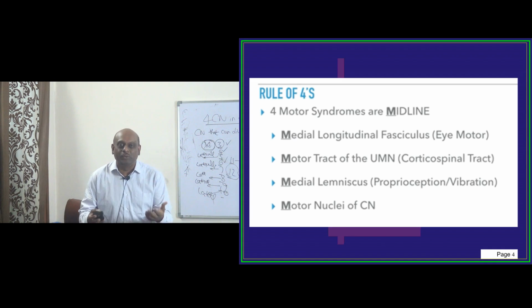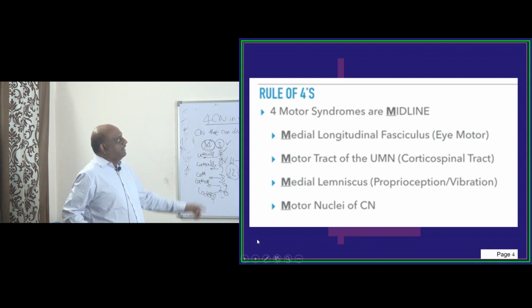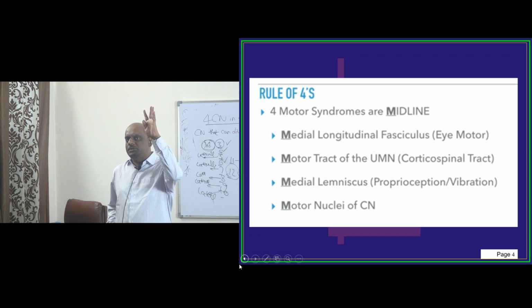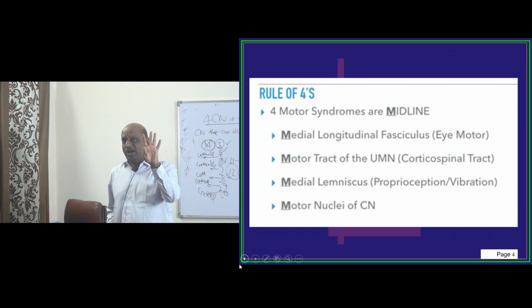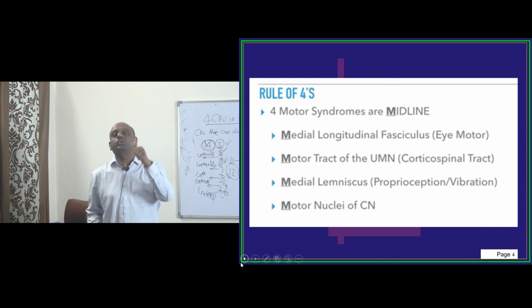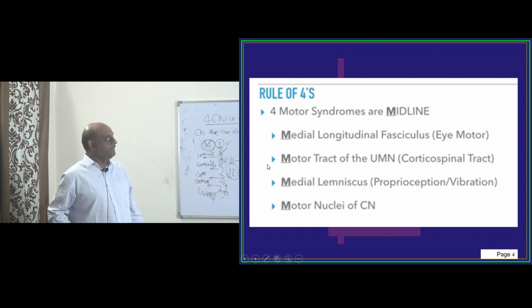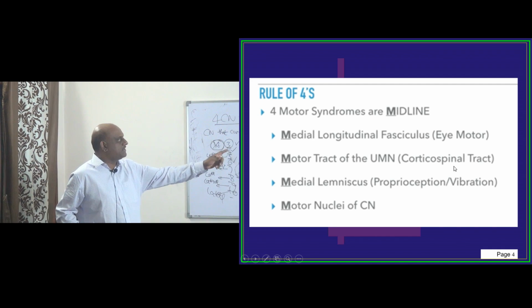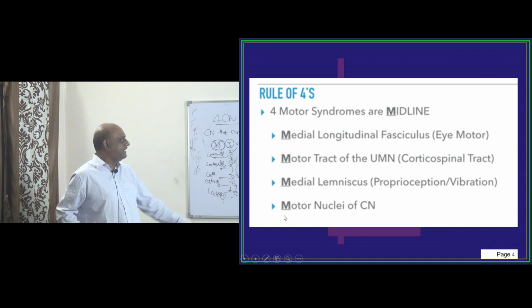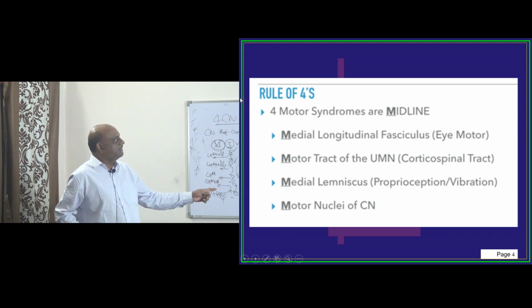Then what is the next important rule of 4s? There are 4 motor syndromes which are midline. What are those 4 motor syndromes which are midline? M is medial longitudinal fasciculus. M is the motor tract of upper motor neuron, that is corticospinal tract. M is the medial lemniscus which is carrying proprioception and vibration. M are the motor nuclei of the cranial nerve. These 4 motor syndromes are typically midline.